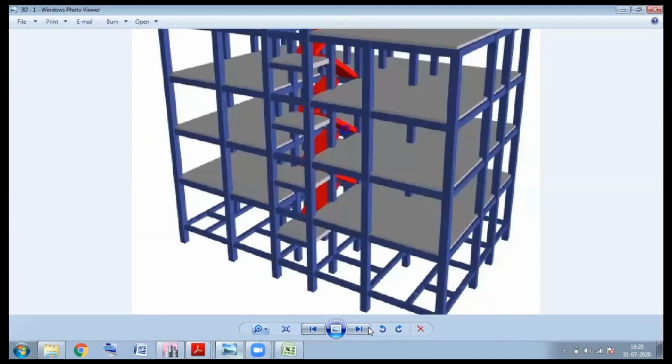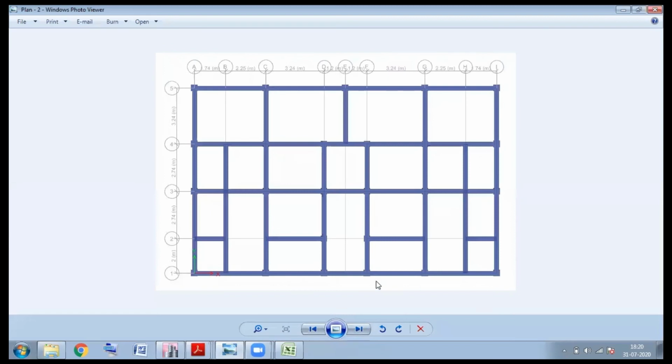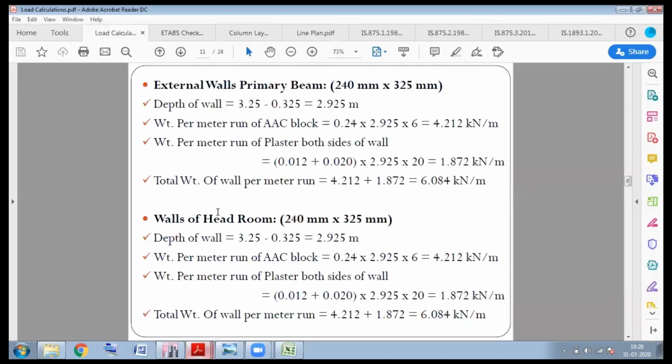The external walls I have shown right here. This is the boundary wall, the boundary portion of our building. So the external wall primary beam: the depth of the wall is 3.25 meter. Here they're saying the primary beam, so for the primary beam, the depth is 325 mm.